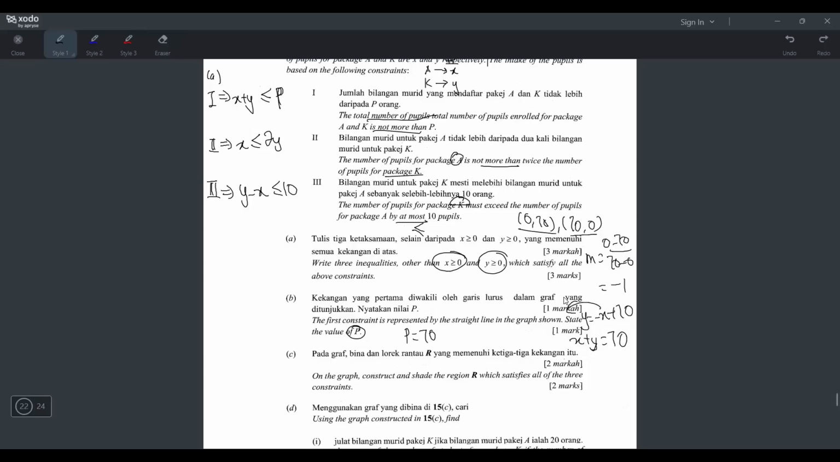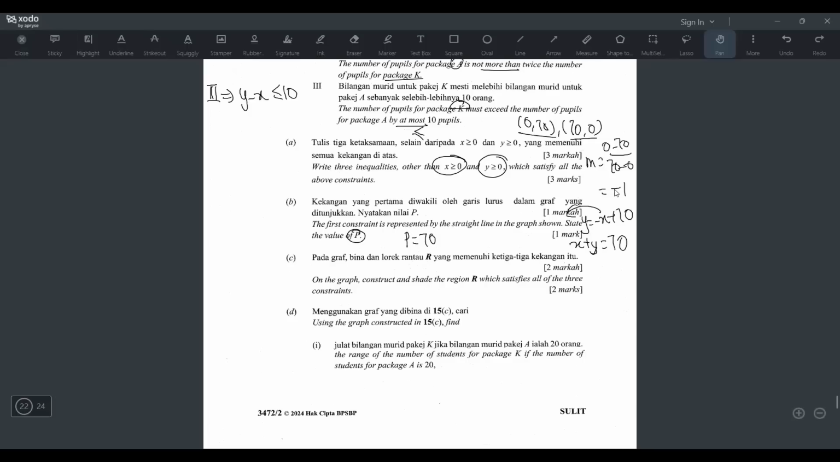So, okay lah, I don't want to erase this. I'll just leave it here. Okay? Okay, so you can write this for your working if you want.